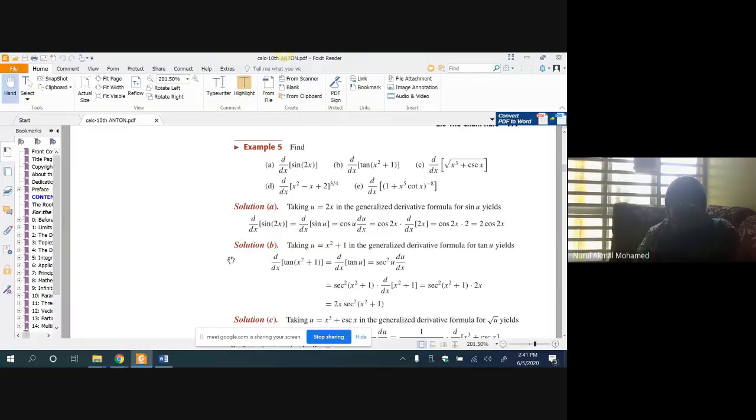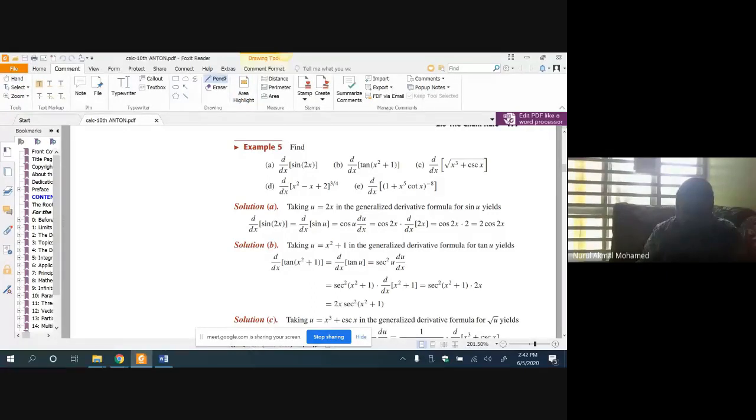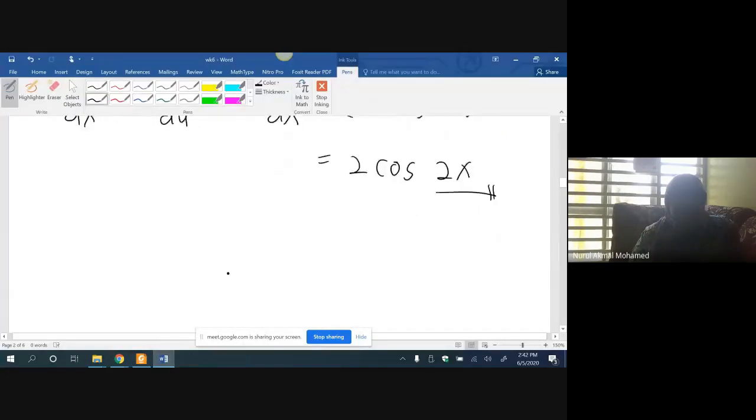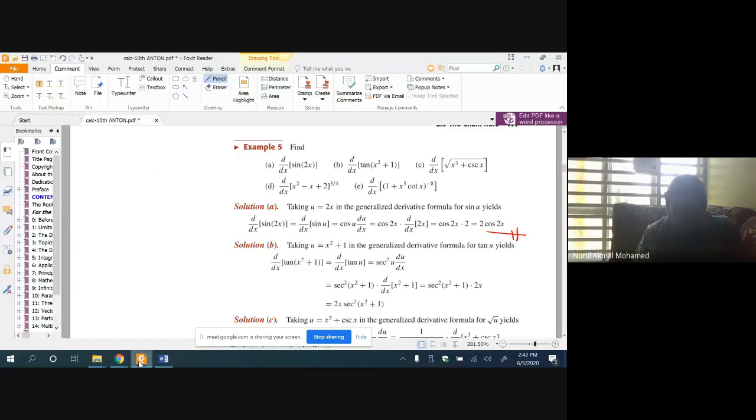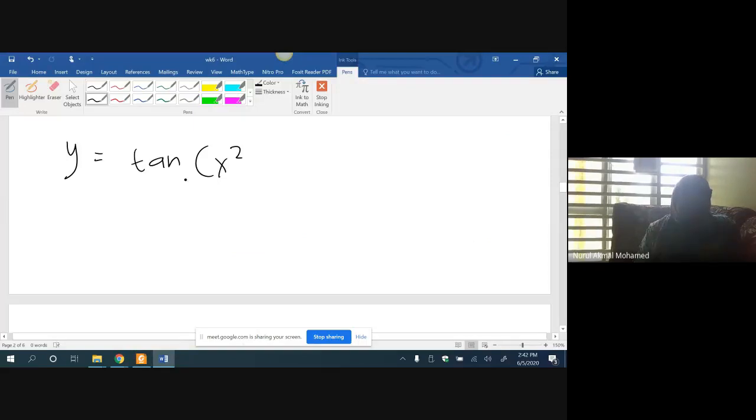Let's check. Okay, this is the answer, the same one. This gives you the same answer. Okay, so let's look at B. For B, tangent of x squared plus 1. So you have y equal to tangent of x squared plus 1.